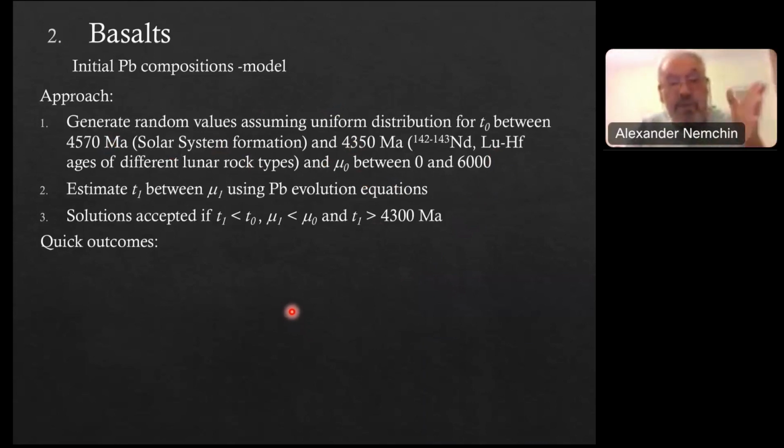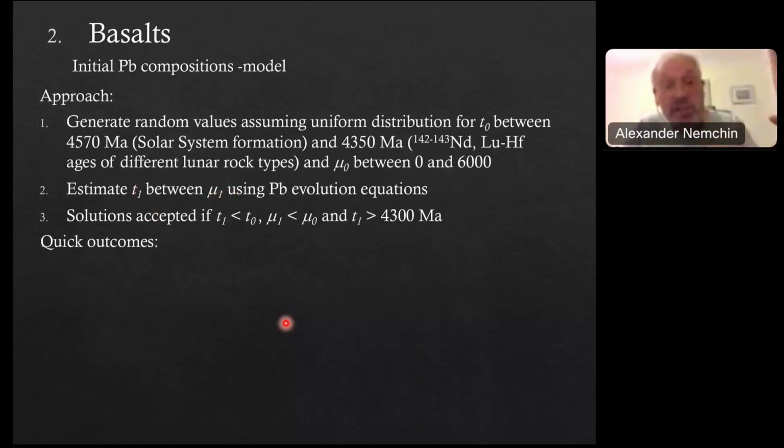Okay, so with modern computing power, we can go from 4570 to 4350 with a step of 1 million years, and then do the same for mu0 from 0 to 6,000, and estimate T1 and mu1 using our two equations for each step. So we can do millions of steps and get T1 and mu1.